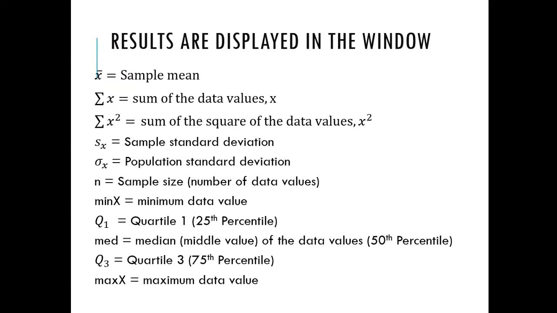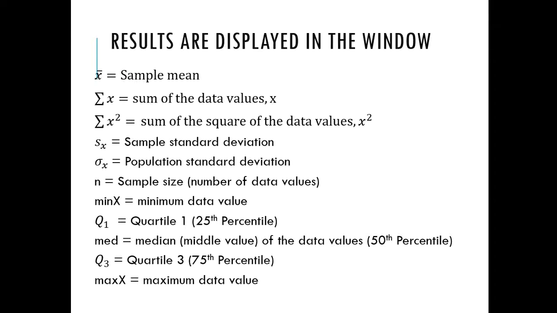So, the first thing that you're going to see is the sample mean, which is X bar. The next one is the sum of X, of all the data values. The next one is the summation of the data values squared. Then Sx is your sample standard deviation. Sigma X is your population standard deviation. n is your sample size, again, which is the number of data values.